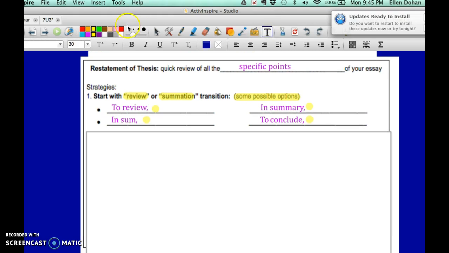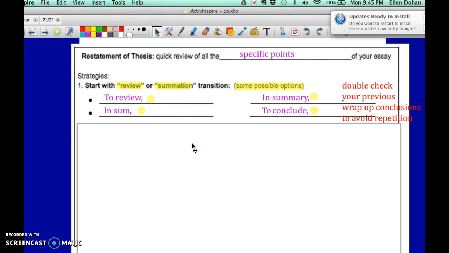One little note that I want you to be aware of is that you should double check your previous wrap-up conclusions to avoid repetition. For example, if in your second body paragraph you used in summary for your concluding sentence, don't use in summary right away again.